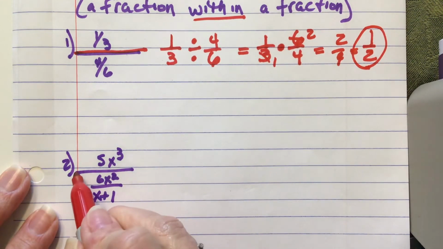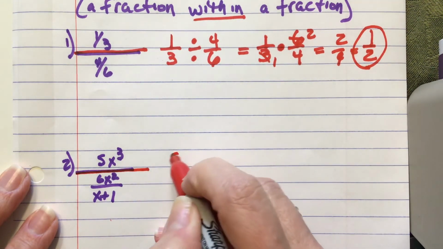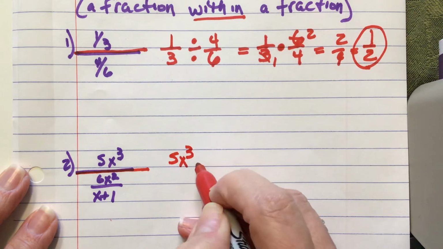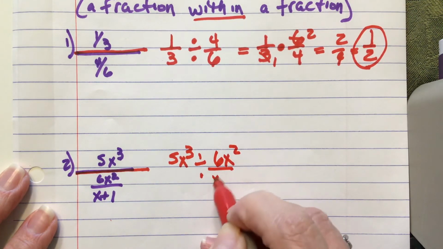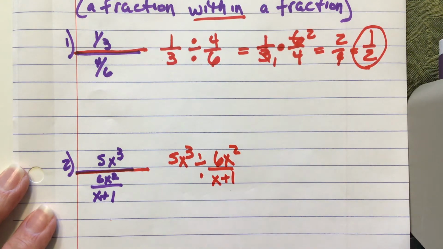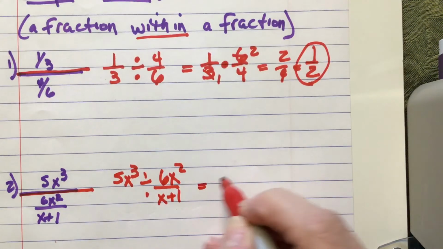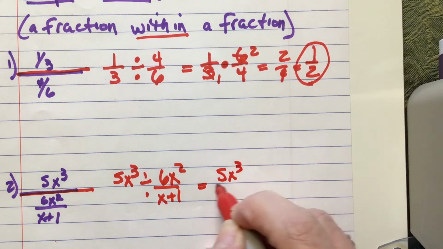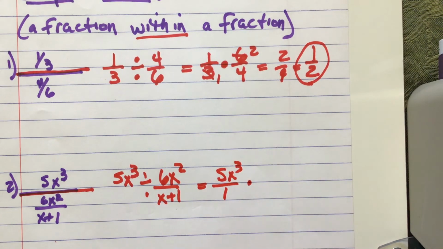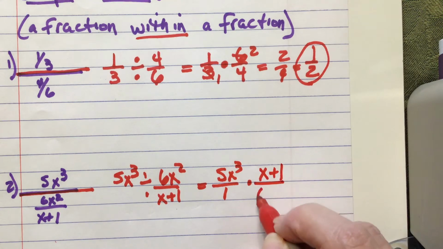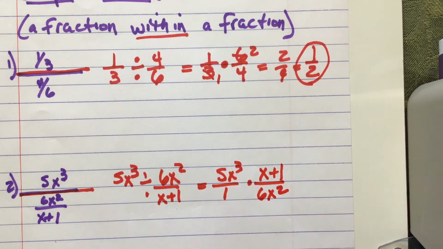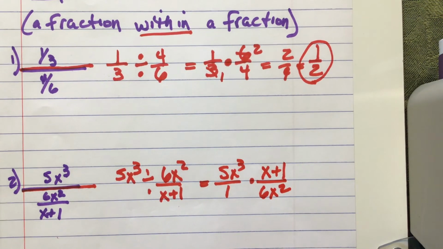So here's my main fraction line. So this becomes 5x to the 3rd divided by 6x squared over x plus 1. So what I'm going to do is say, well, that's 5x to the 3rd over 1 times the reciprocal. The reciprocal is x plus 1 over 6x squared. And now I can cancel some things out.